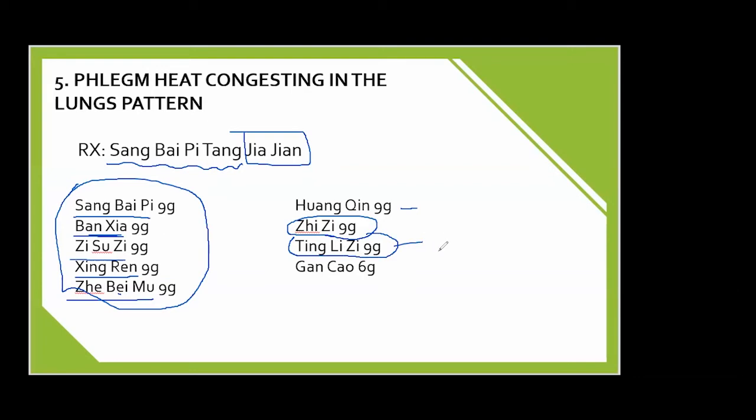I think we have a formula we call Ting Li Da Zao Xie Fei Tang. That's only two herbs in there, Ting Li Zi and Da Zao. Basically, it treats patients with phlegm heat conditions. And Gan Cao harmonizes the whole formula. So that's phlegm heat in the lung.